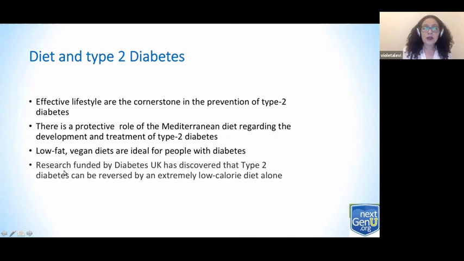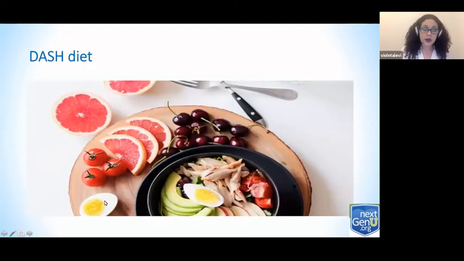And research funded by Diabetes UK has discovered that type 2 diabetes can be reversed by an extremely low-calorie diet alone. This is a very interesting article where the researchers prescribed a diet of, I think, 600 calories per day. So it was very few calories, but it has to be under medical supervision, and the type 2 diabetes was reversed. It was very interesting. You can read it in the course.